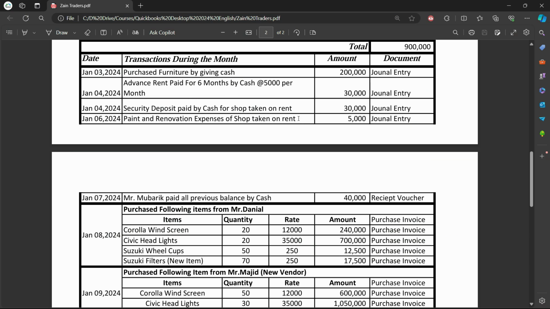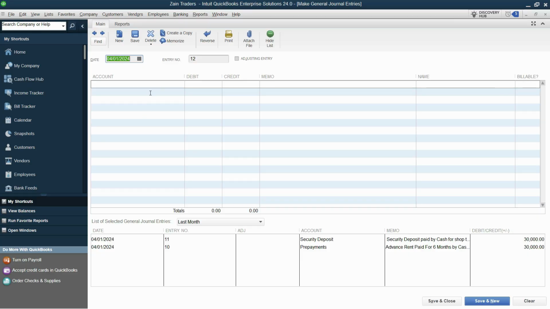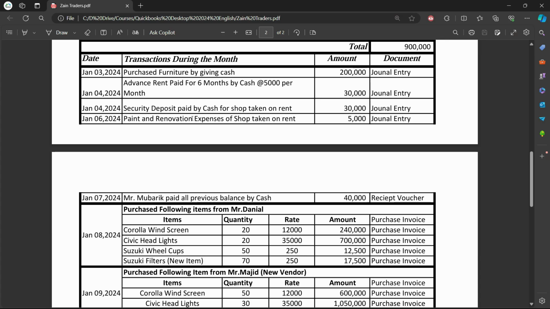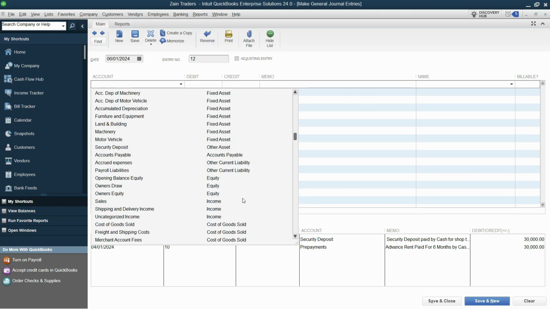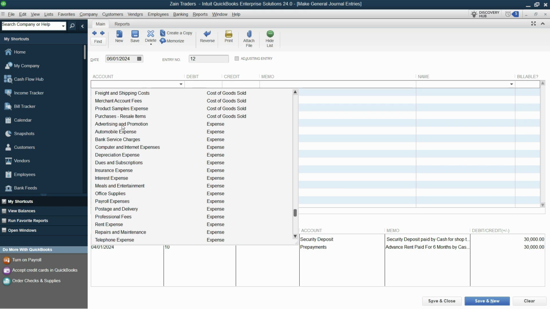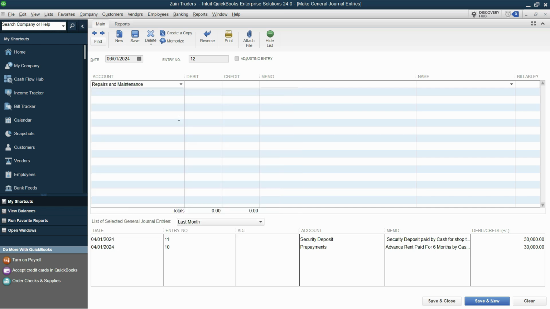Now it's not mentioned here either it's paid by cash or not, but since it is a small job, it's considered as it is paid by cash, because otherwise it would have mentioned the vendor details from which we took that services. So let's consider it as cash. So 6th of January, and let's mention paint and renovation. We surely wouldn't have that. So let's choose another category. Repair and maintenance. It can be categorized as repair and maintenance.